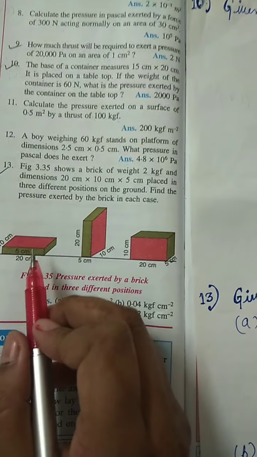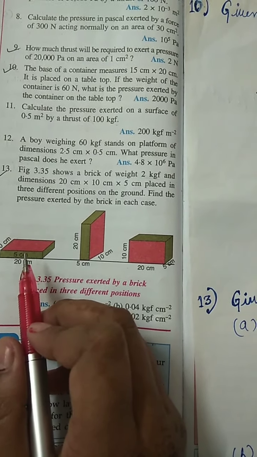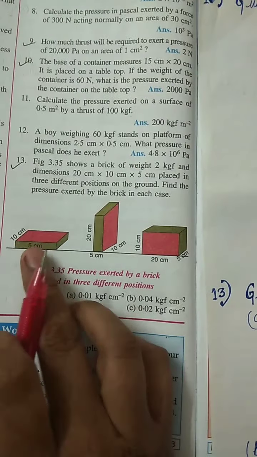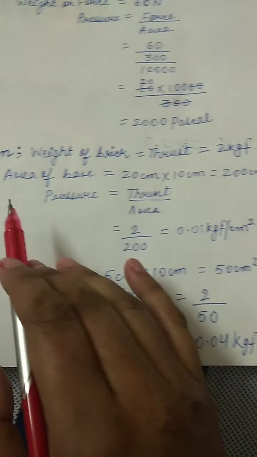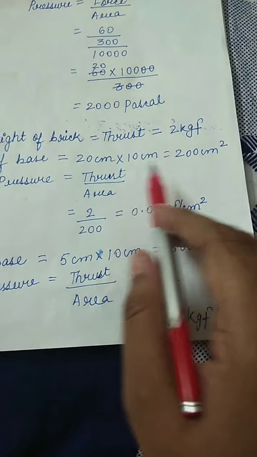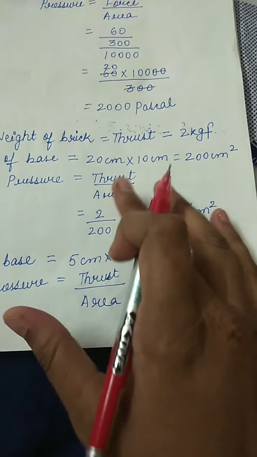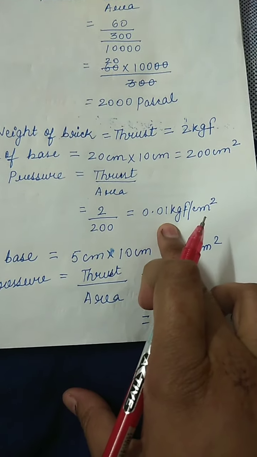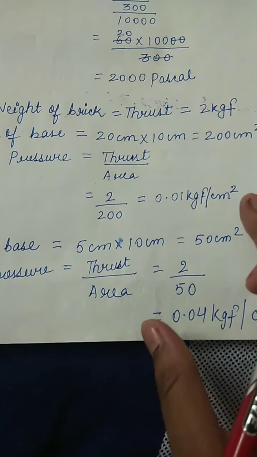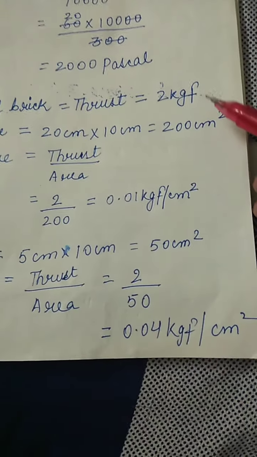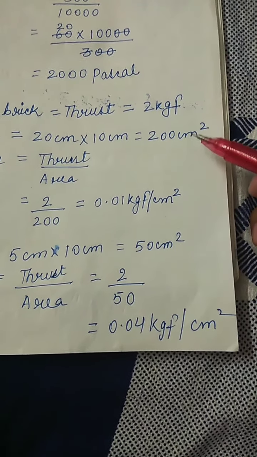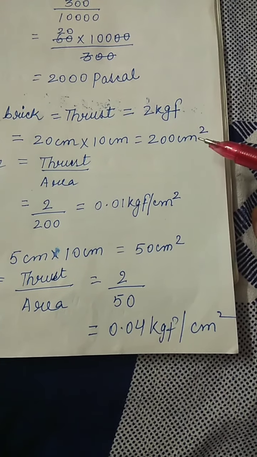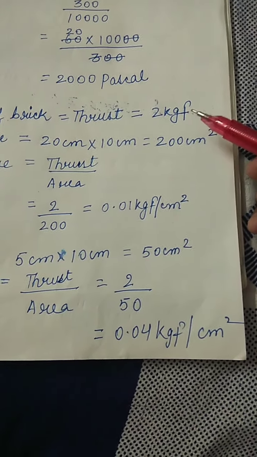So first we will find the first position. We have to find how much pressure is exerted for the first brick. So let's solve. Weight or thrust of force is given as 2 kgf. Area we will find, which is 20 into 10, 200. Then we'll put the values and get 0.01 kgf per centimeter square. You can see the values are given in CGS form, kgf and centimeter. If the values are given in SI form, then we have to convert it.